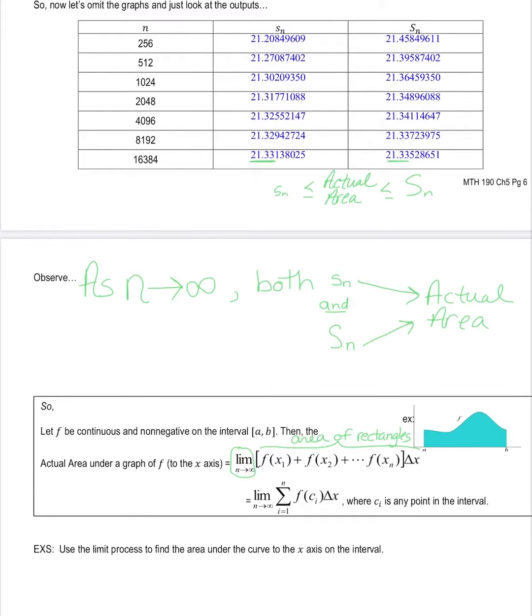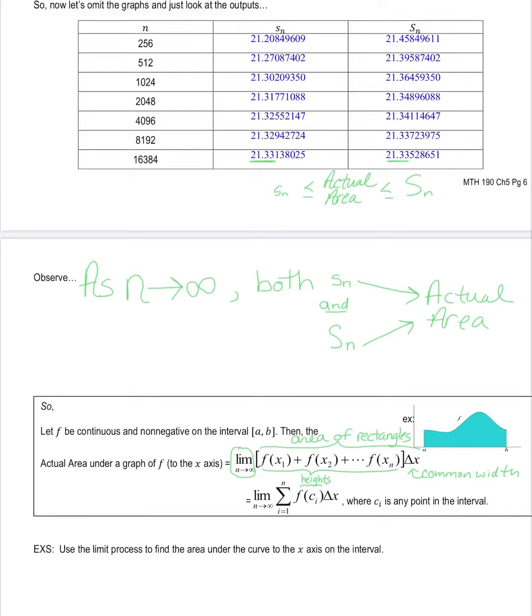Incidentally, it doesn't always have to be rectangles. You can use trapezoids and other things, although we're focusing on just rectangles here. So what we had here, this was our delta x, remember from last time. This is that common width, so we're assuming the same width for all of our rectangles. And then all of these f of x1, f of x2, f of xn represent the heights of your rectangles.